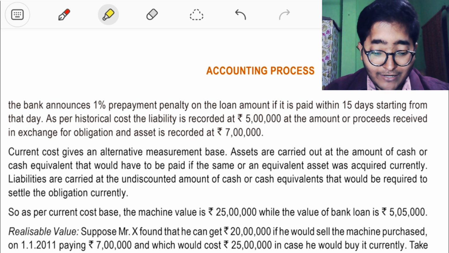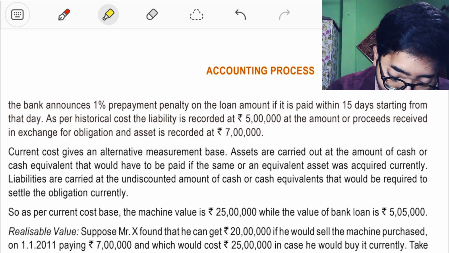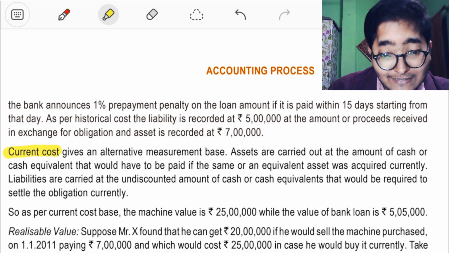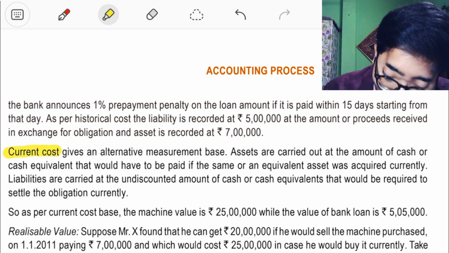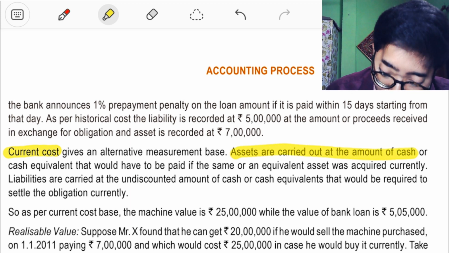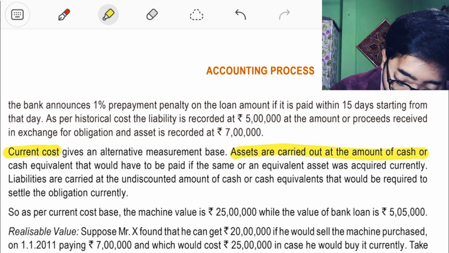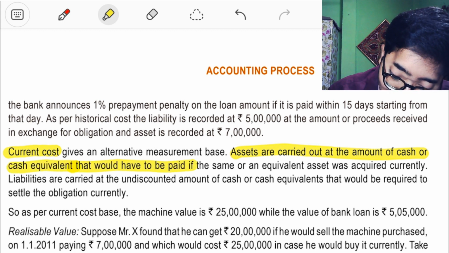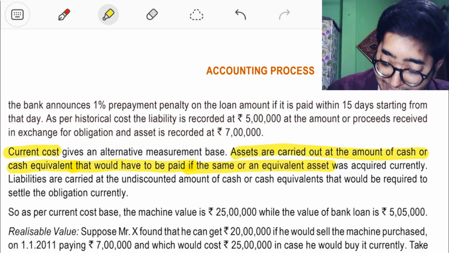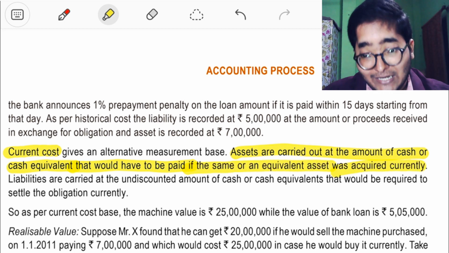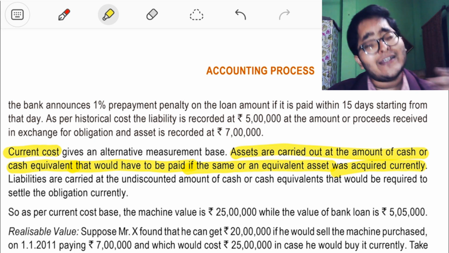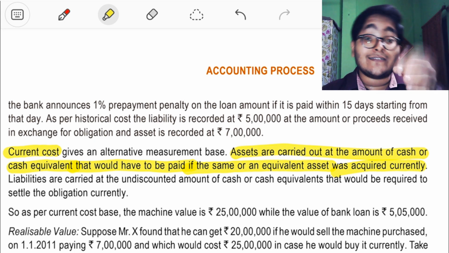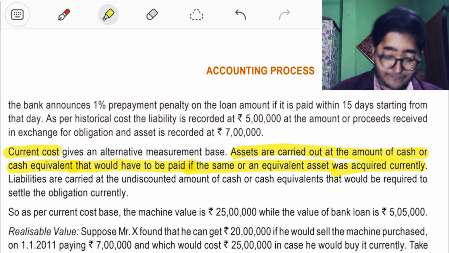So, current cost can be defined as an alternative measurement base. Assets are carried at the amount of cash or cash equivalent that would have to be paid if the same or equivalent asset was acquired currently or today itself. Currently means today itself or in this accounting period itself.